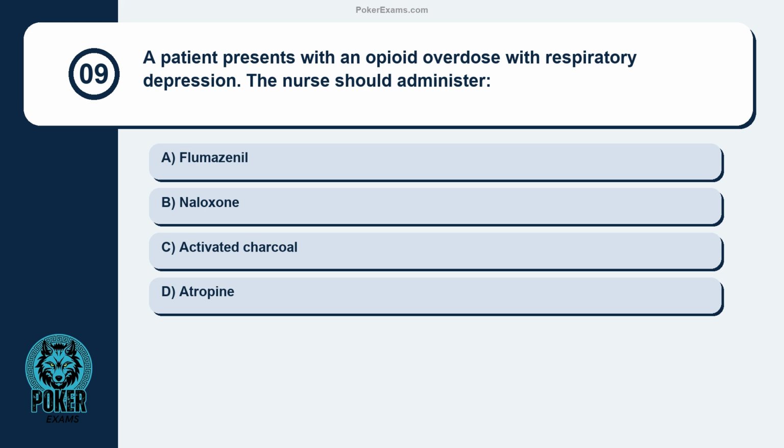Question 9. A patient presents with an opioid overdose with respiratory depression. The nurse should administer: flumazenil, naloxone, activated charcoal, atropine.